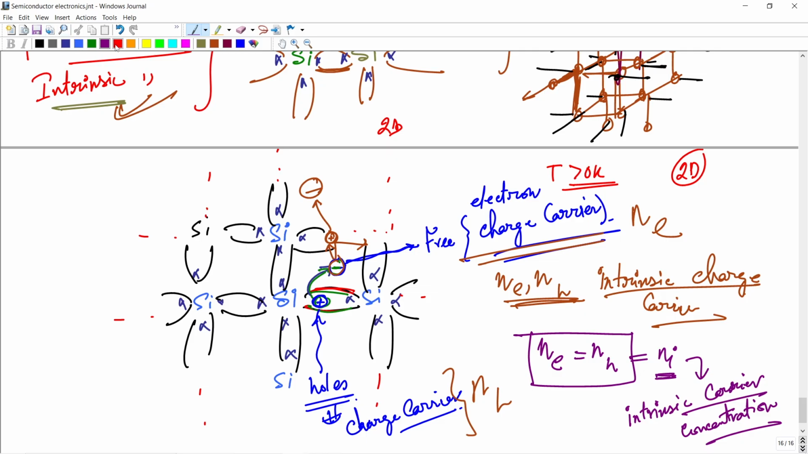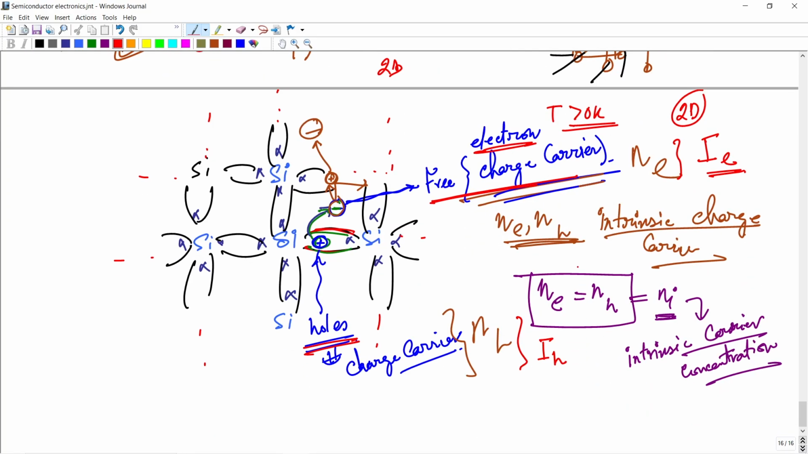Due to the free charge carriers of electrons, we get some current, and this current is called electron current. We also get a current due to the flow of holes. If electrons flow, we get some current IE, the electron current. We also get another current called IH, the hole current. So the total current of an intrinsic semiconductor is the electron current plus the hole current.